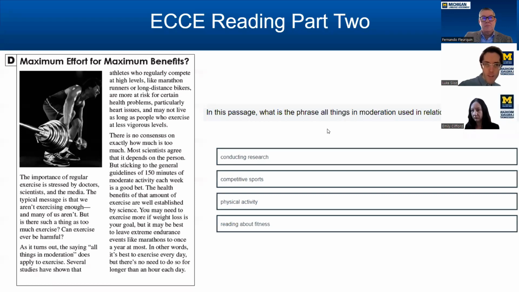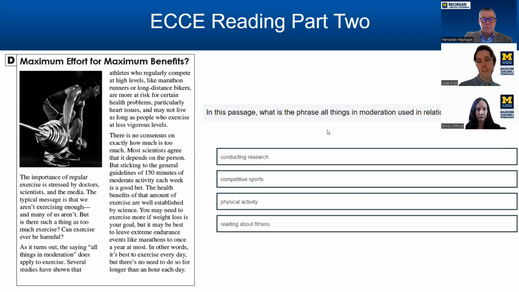The health benefits of that amount of exercise are well established by science. You may need to exercise more if weight loss is your goal, but it may be best to limit extreme endurance events like marathons to once a year at most. In other words, it's best to exercise every day, but there's no need to do so for longer than an hour each day.